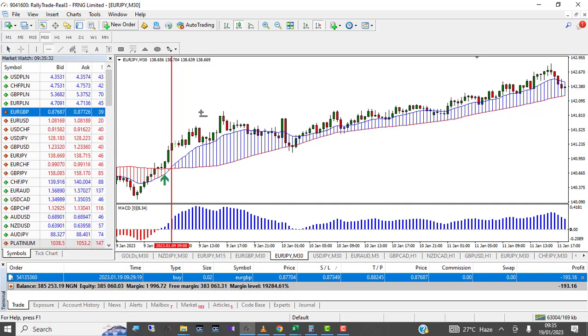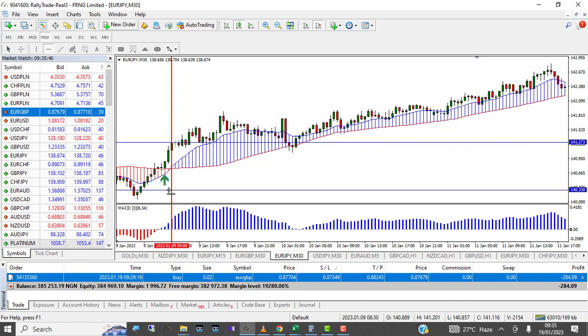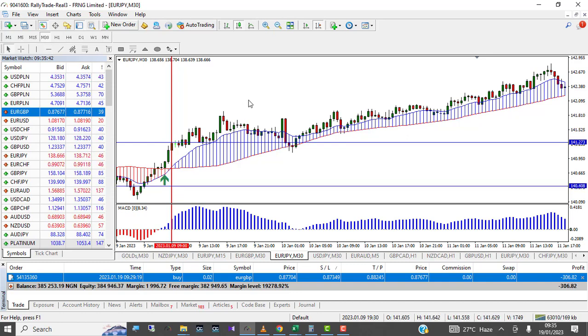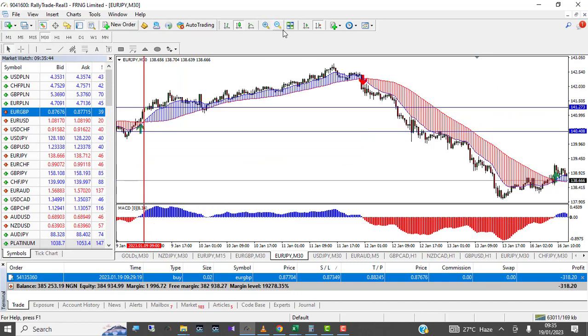So let me just drop this line there. So the buy signal, or the buy trade, would have started from there. Also, you drag your stop loss and keep it below the arrow, right? So as you can see, gradually the price moved up and it gave profit.